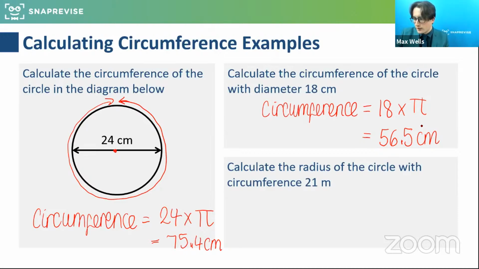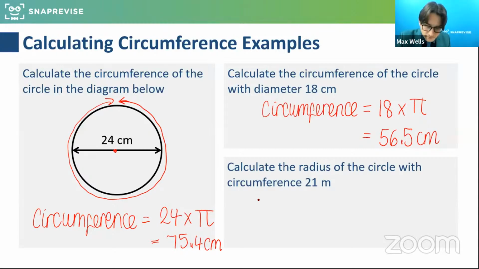And then calculate the radius of the circle with circumference 21. So what do we do here? I think we've done one very similar to this. Let's have a little look. Who's got an answer to this? Calculate the radius of the circle with circumference 21. This is the working back one. Brilliant, some answers coming in already. This is the one where we have to do the division. So I've got the circumference, I've got pi as a value on my calculator, and I want to do the division now to find the radius.